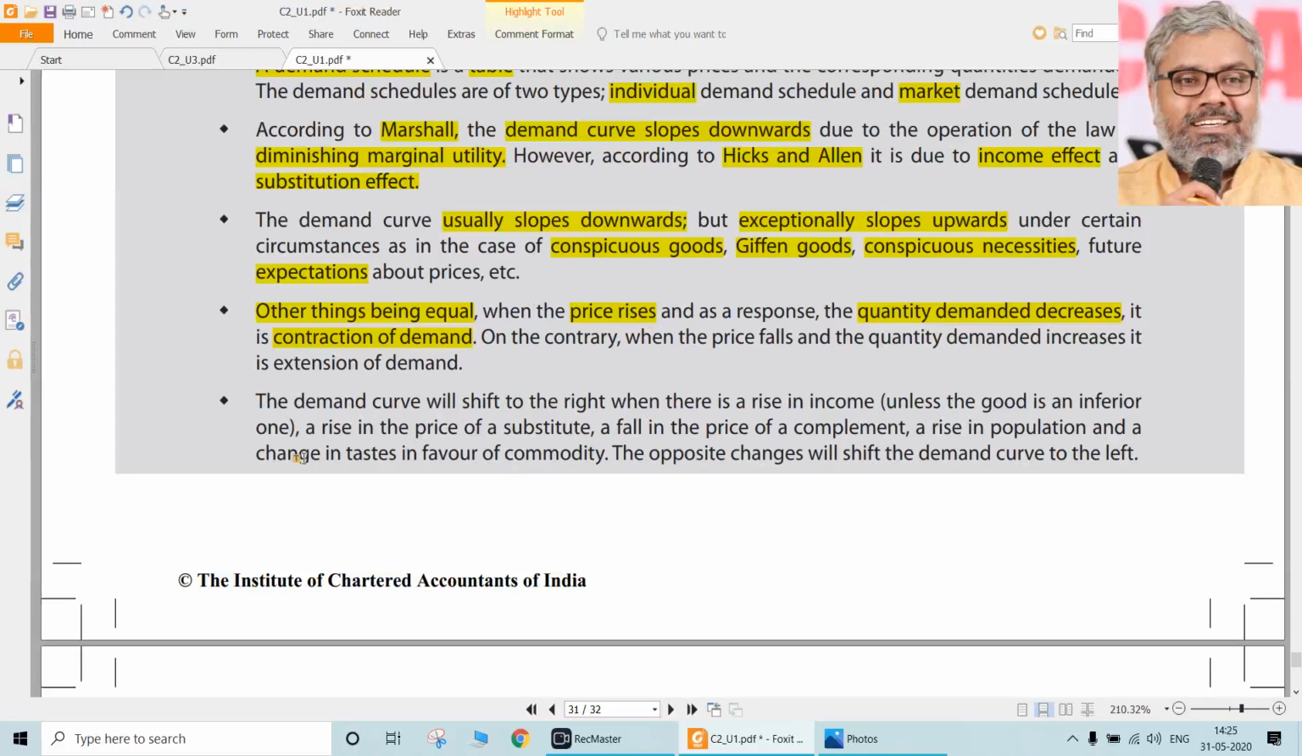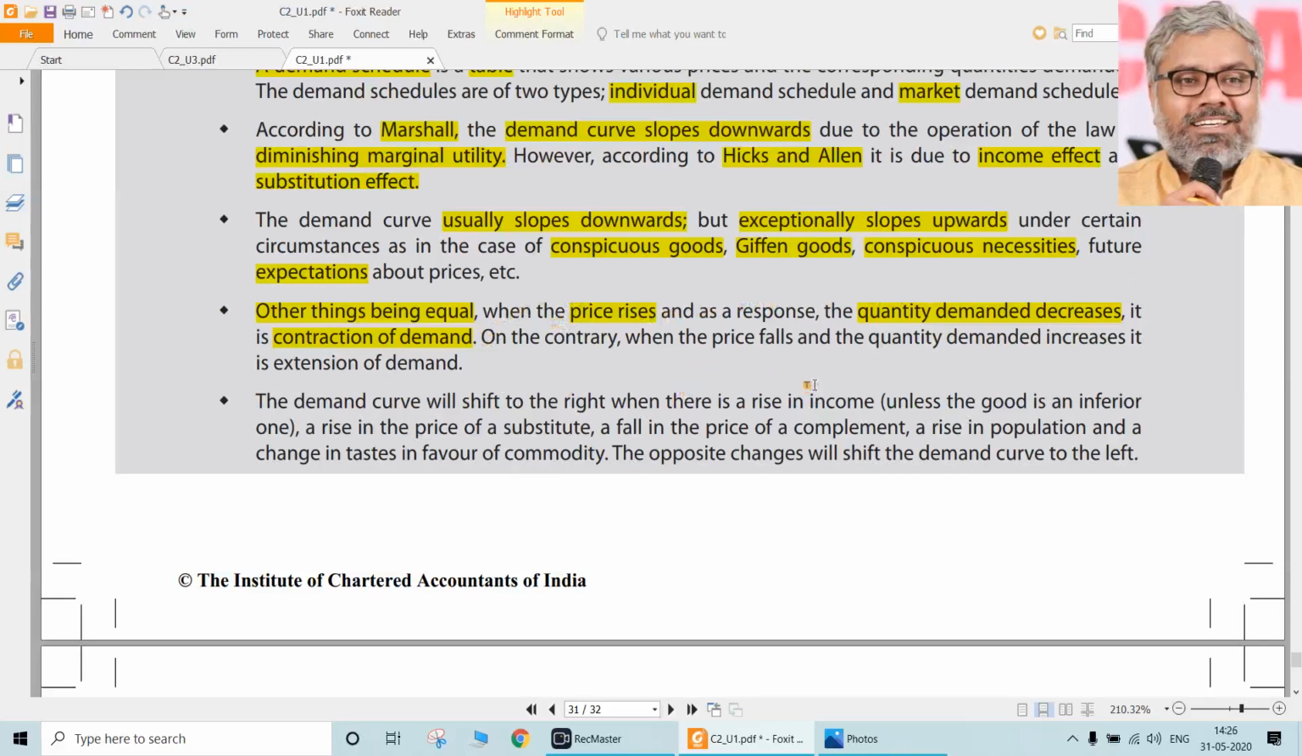Nothing happens. Actually, nothing happens. You call it demand, quantity demanded, expansion, contraction, or decrease, increase. Calling it in a different way practically has no impact. It is only a practice that we use these words. So let us not unnecessarily waste time on these things. These are simply names for what we are indicating.